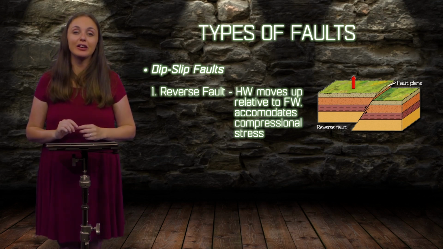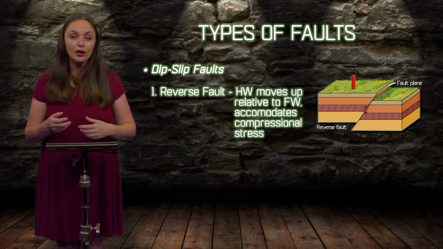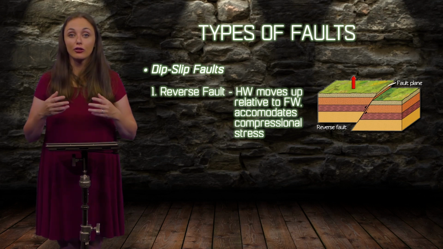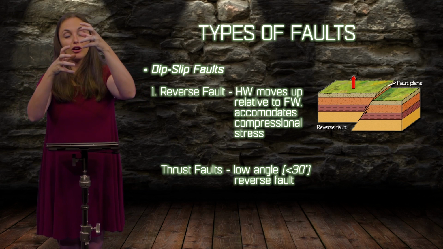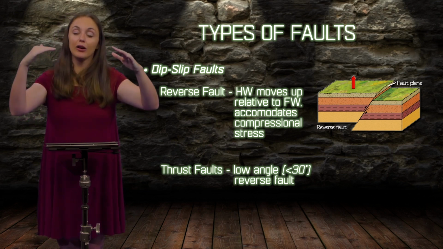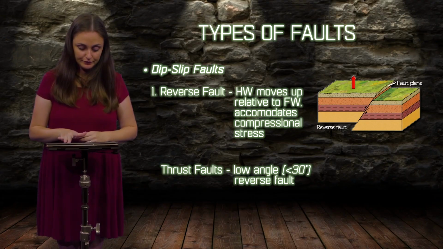Particularly in mountain building, it's typical for these faults to have very, very low angles. So a low angle reverse fault is just called a thrust fault because one block of material might actually even be thrust on top of another. That would happen if you had a really low angle for the fault itself.